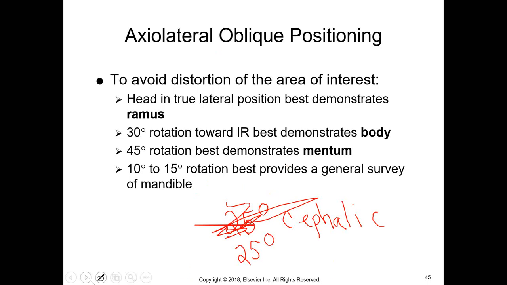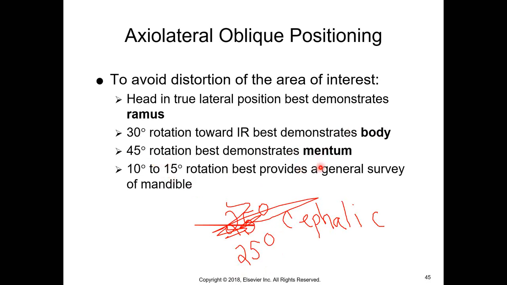But what's important is how you rotate the patient. So when you're rotating the patient, if you want to look at the rami in profile, you really want to keep the head in a true lateral, just like you were doing lateral facial bones or lateral skull. And it would enter 25 degrees cephalically into the ramus itself. So the central ray is always entering the anatomy of interest. If you wanted to see the body of the mandible, you would just rotate the patient's head toward the image receptor 30 degrees, still using the 25-degree central ray entering into the body of the mandible.